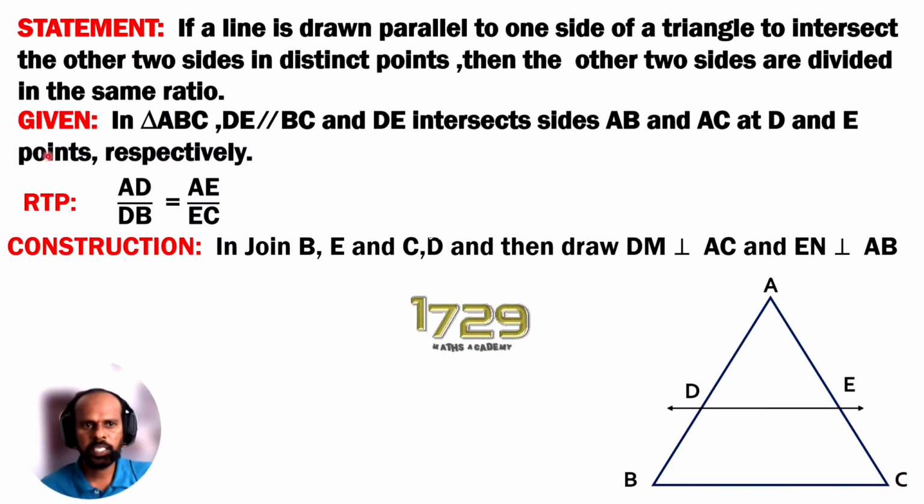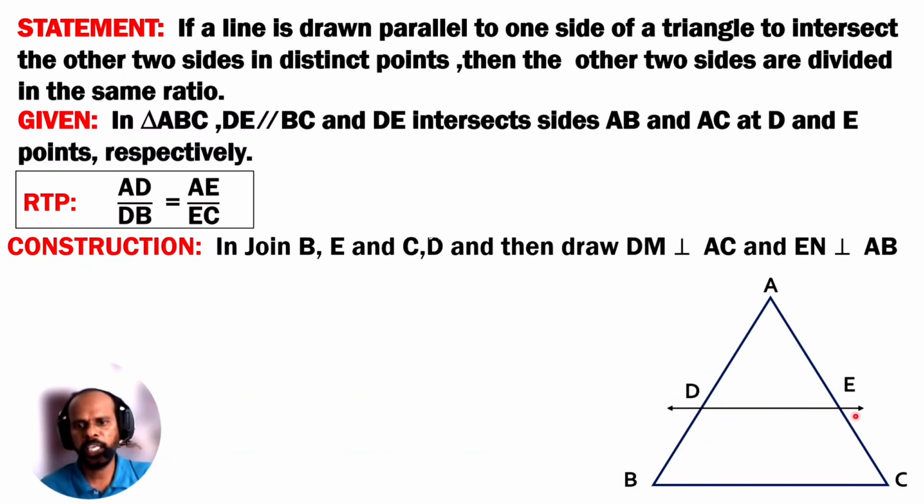Next, in the given step you have to write what is given in the form of terms. In this triangle ABC, DE is parallel to BC, and this line DE intersects AB at point D and AC at point E respectively. So that is the given. Next, the RTP, that is required to prove: AD by DB equals AE by EC. That is the final answer you should get, and that's why we write required to prove.